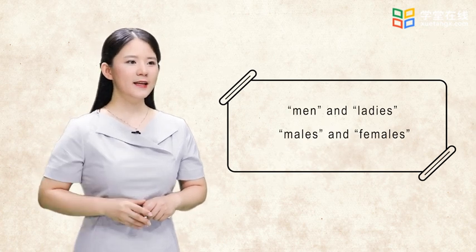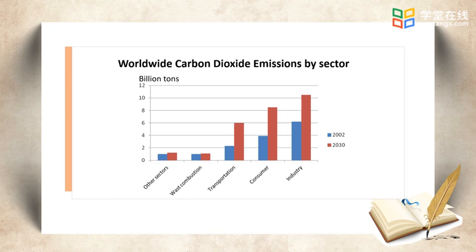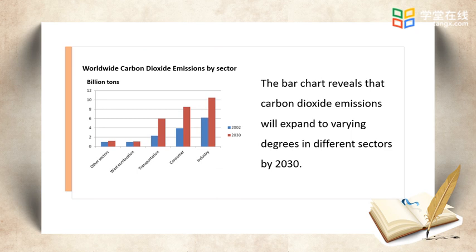Now it's your turn. This bar chart reveals that carbon dioxide emissions will expand to varying degrees in different sectors by 2030. Please describe this bar chart using expressions we've just learned. Let's read the example. Find out the expressions used to describe data in the bar chart. The bar chart reveals that carbon dioxide emissions will expand to varying degrees in different sectors by 2030.